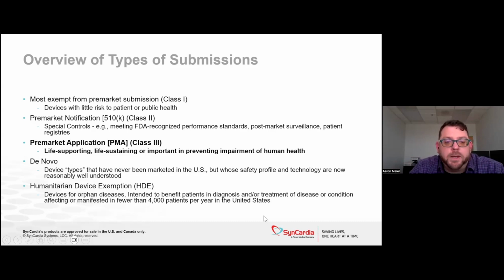And then you have humanitarian device exemptions, and these are for products that have not been approved for regular use, but are intended to treat a niche illness or market space that is currently not being supported. There are certain restrictions on it, right, on how many you can sell a year. But these are the main types. Of course, being a life-sustaining device, we fall under the class 3.